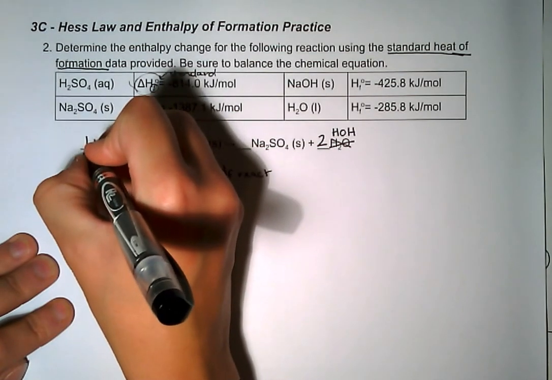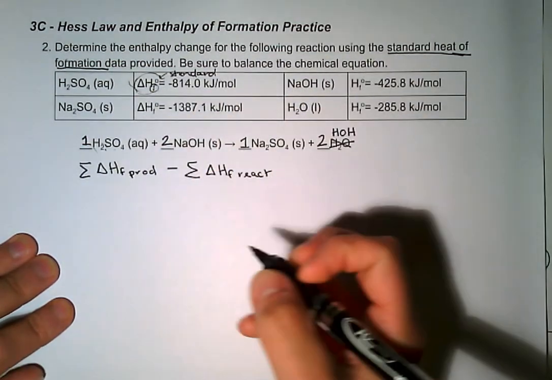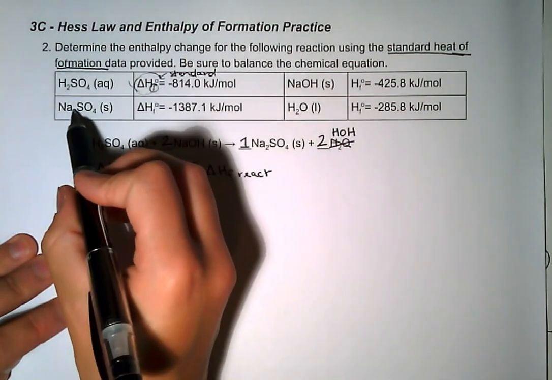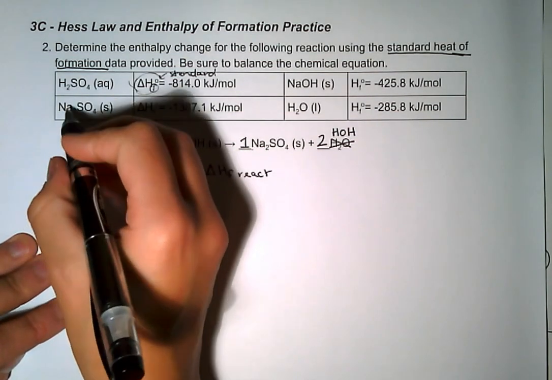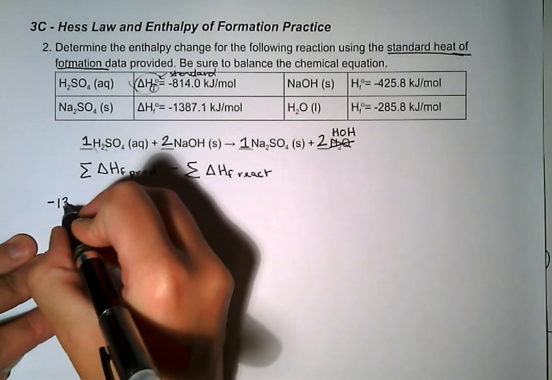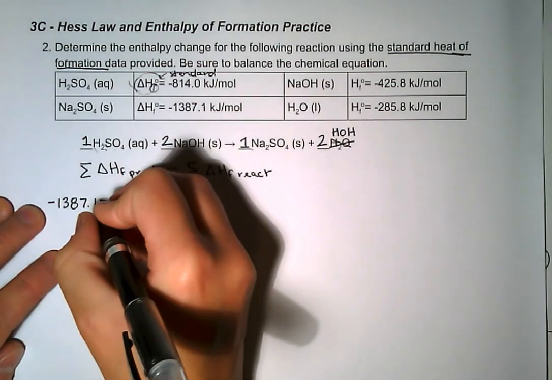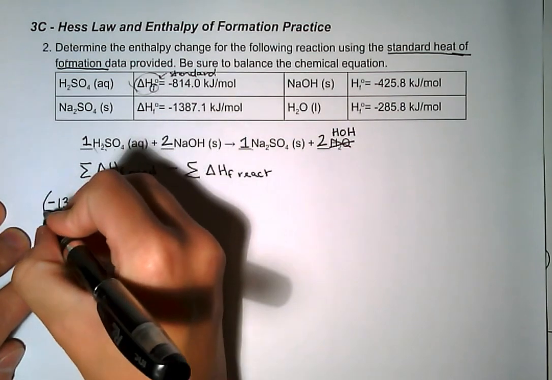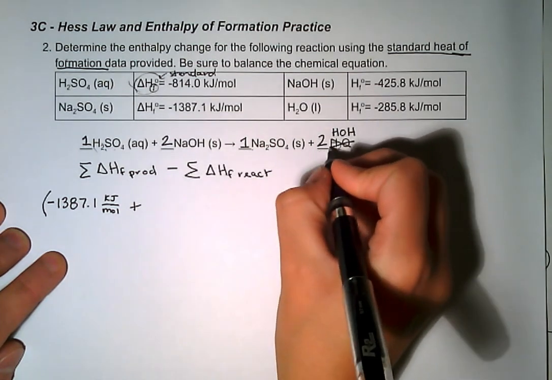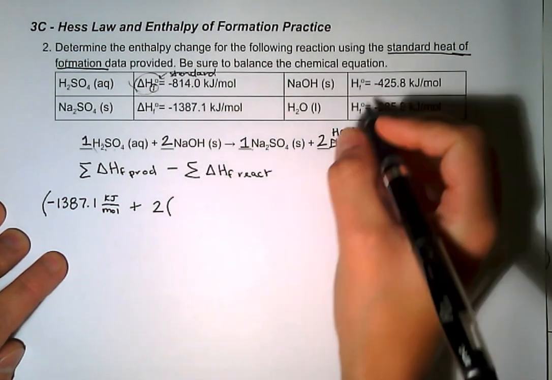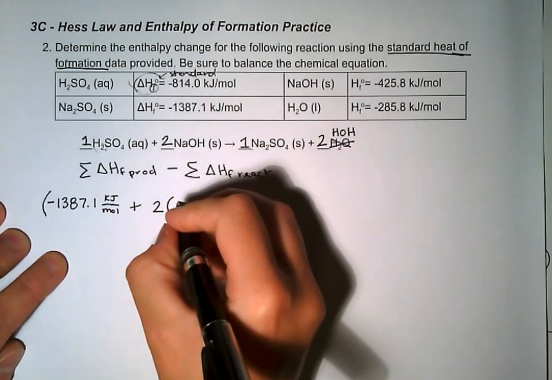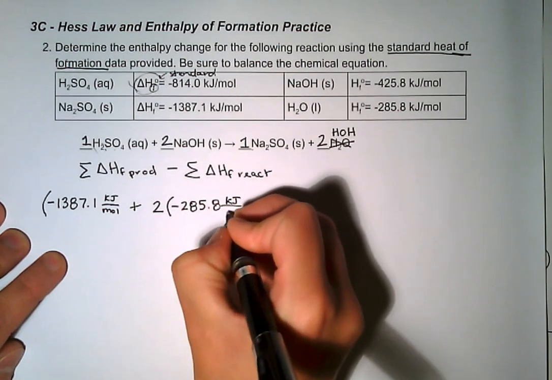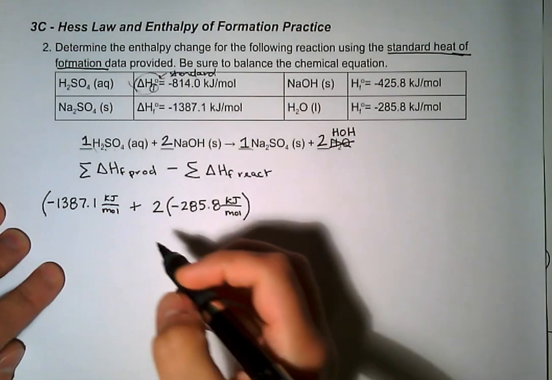So I'm going to fill in my 1s for everything else. So now I need to do the sum of my products. So my products are Na2SO4, and I only have 1 of those, so Na2SO4 is negative 1387.1 kilojoules per mole. And then I need to add in my other product, and I have 2 water molecules, so I'm going to do 2 times my value for H2O, negative 285.8 kilojoules per mole. Okay, so there are my products.